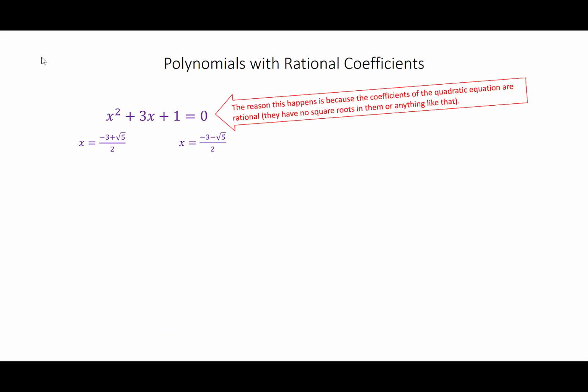The reason this happens is because the coefficients of the original polynomial are rational coefficients. A is 1, B is 3, C is 1. Those are the coefficients and they're rational. There's no square roots in them. And that's always going to happen.